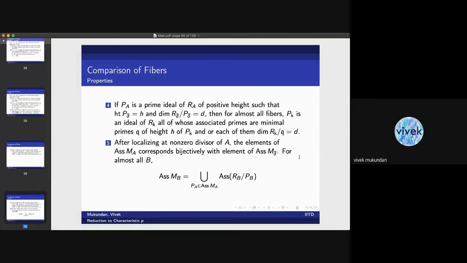And after localizing at a non-zero divisor at A, the associated primes of MA correspond bijectively to the associated primes of M. That part is clear because by generic freeness, you can make sure that the associated primes of MA correspond bijectively with the associated primes of M. So for almost all B, the associated primes of MB are the union over the associated primes P of MA of the associated primes of RB mod P.